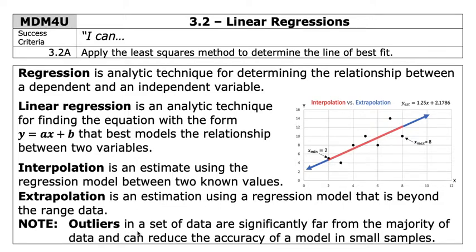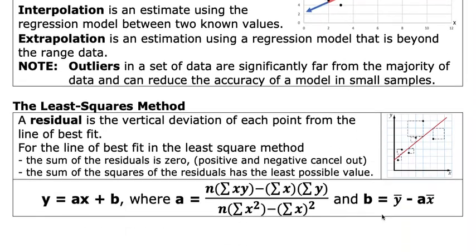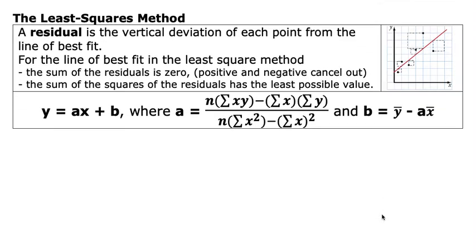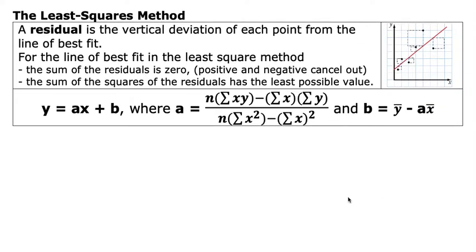Note, outliers in a set of data are significantly far from the majority of data and can reduce the accuracy of a model in small samples. So it will adjust the line of best fit to accommodate the discrepancy, and smaller samples mean that it has a more significant impact. So sometimes they're even removed entirely from the set of data to represent most points.